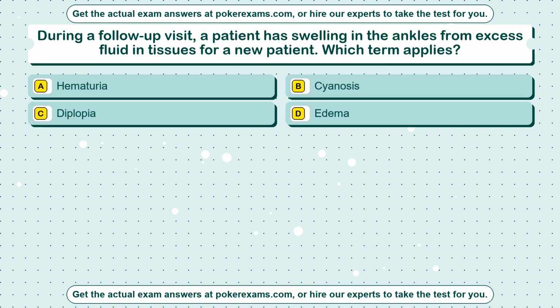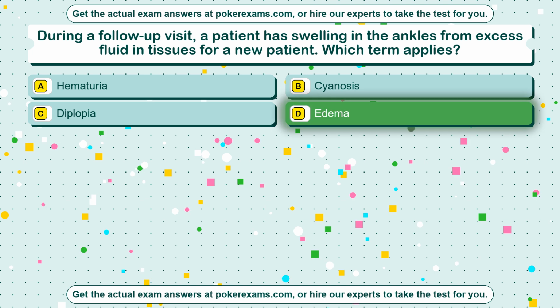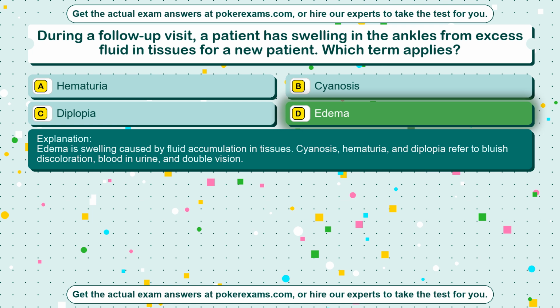Question 63. During a follow-up visit, a patient has swelling in the ankles from excess fluid in tissues. Which term applies? Option A, hematuria. Option B, cyanosis. Option C, diplopia. Option D, edema. The correct answer is option D, edema. Edema is swelling caused by fluid accumulation in tissues. Cyanosis, hematuria, and diplopia refer to bluish discoloration, blood in urine, and double vision.